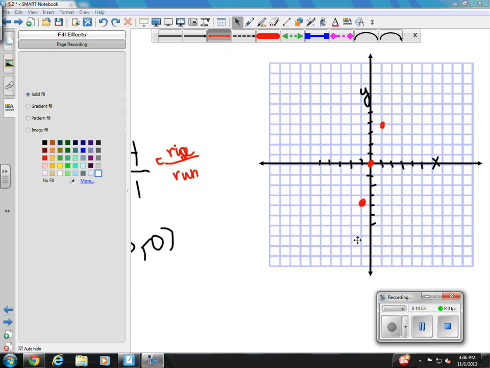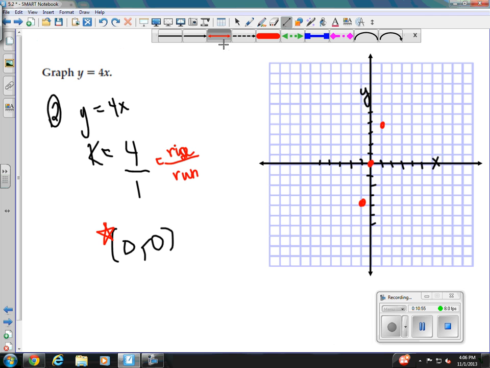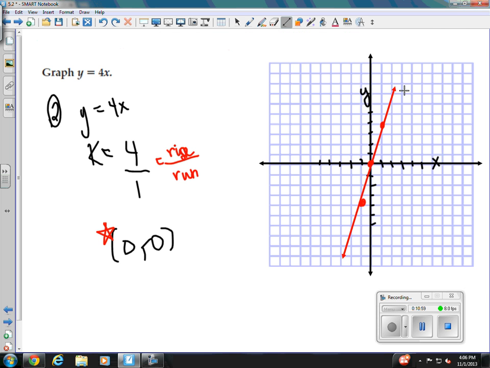Now I'm going to grab my line here. Take my line through my points. Now, you all might want to use straight edges. That way your line's nice and neat and straight. And when we do our practice, we'll use straight edges. So that's graphing slope. We always begin at the origin, and then we rise if it's positive, so we go up and to the right.